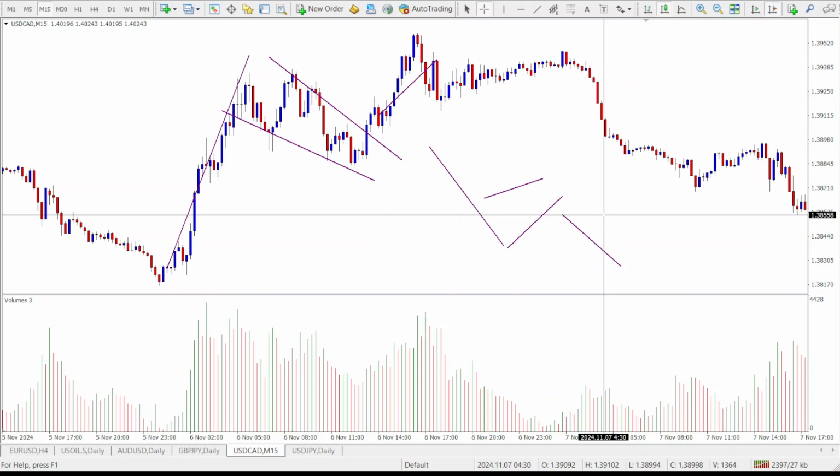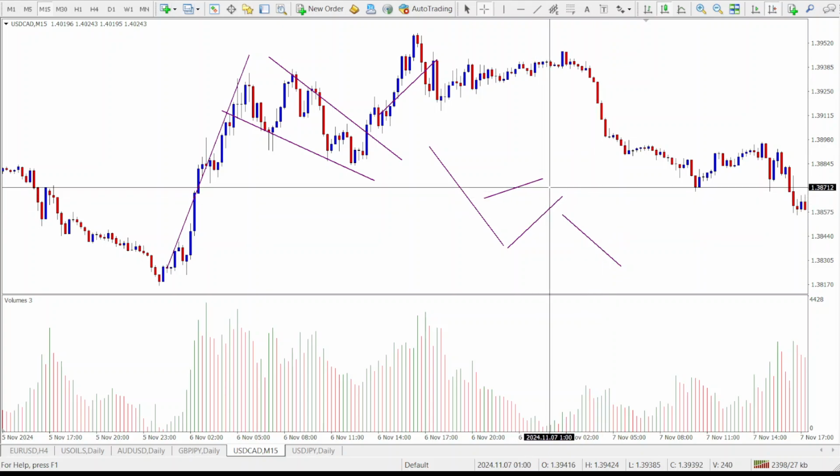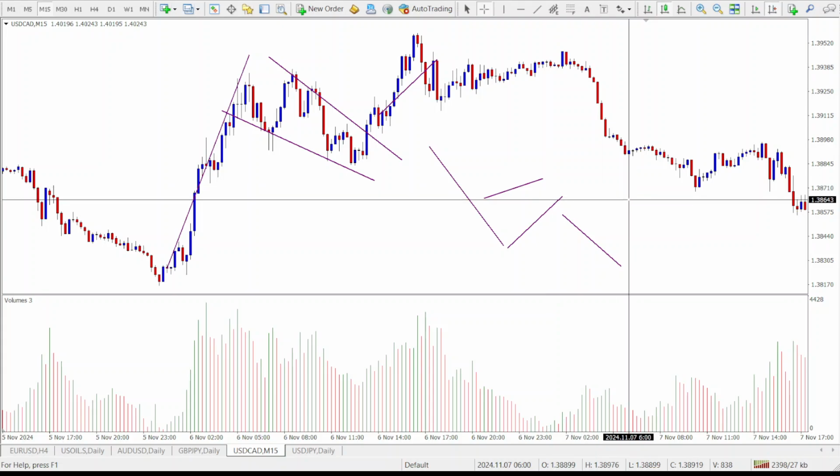First, trading without confirmation. Jumping into a trade too early without waiting for the breakout is a recipe for failure. Always wait for the market to confirm the pattern.